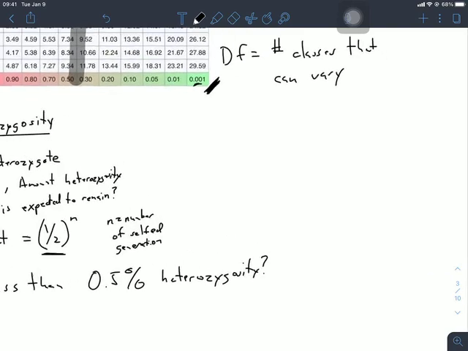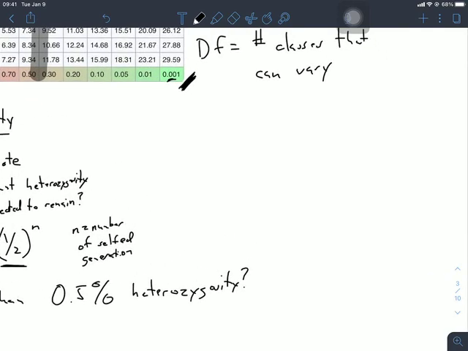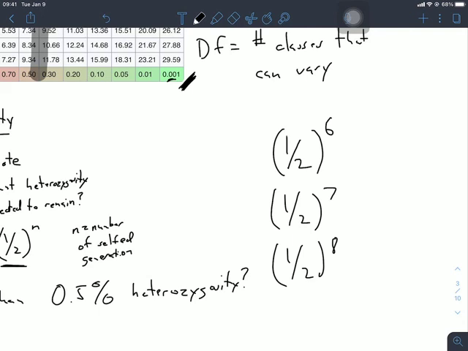So you can either do it by solving for n or by trying different values. 1/2 to the 6th, 1/2 to the 7th, 1/2 to the 8th. One half to the 6th gets you a residual heterozygosity of 0.0156. This value is still 1.5 or 1.6% heterozygosity. Too high.